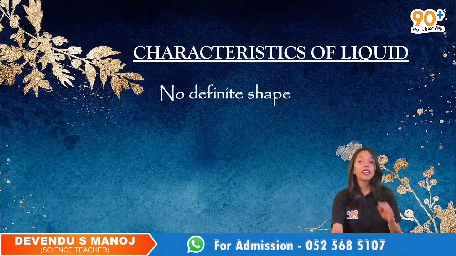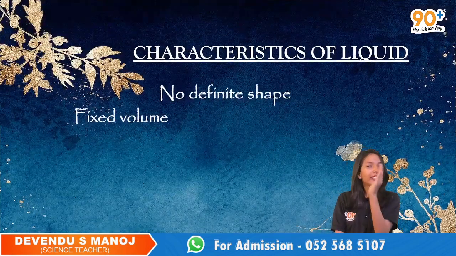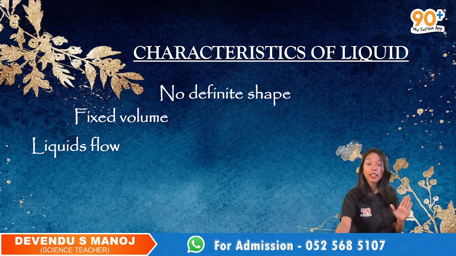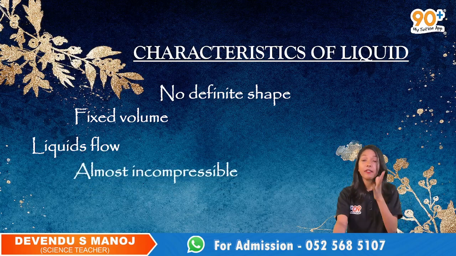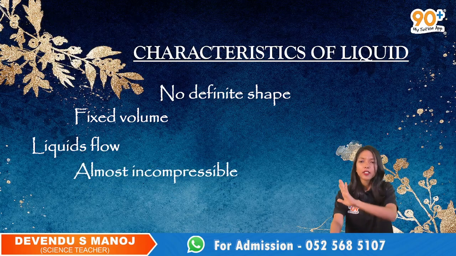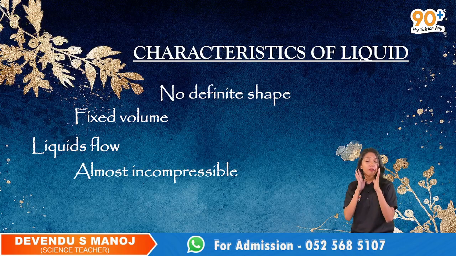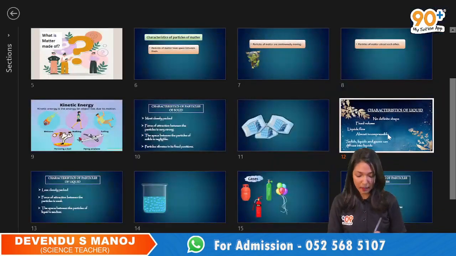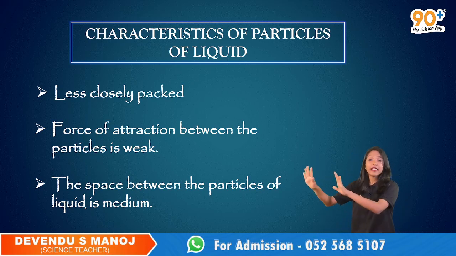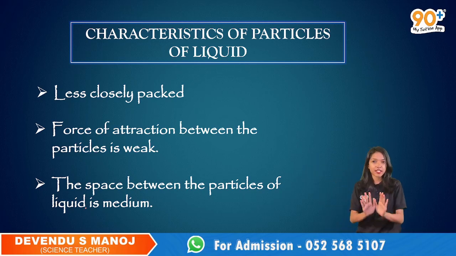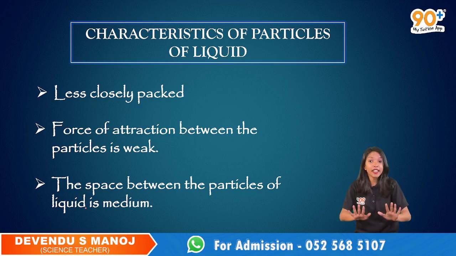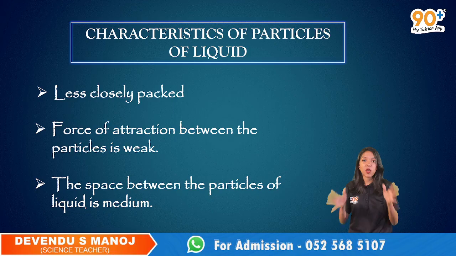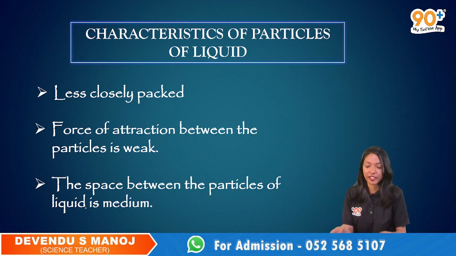So next we will see liquids. So liquids we can consider as a medium level of friendship. Okay, it's not very best friends and not enemies, but we can call them just friends. So they do not have a fixed shape, they have a fixed volume, they flow and they're almost incompressible. So as I said, they're less closely packed like just friends. And the force of attraction between the particles is weak. And the space between the particles of the liquid is medium level. So everything comes in a medium level for liquids.